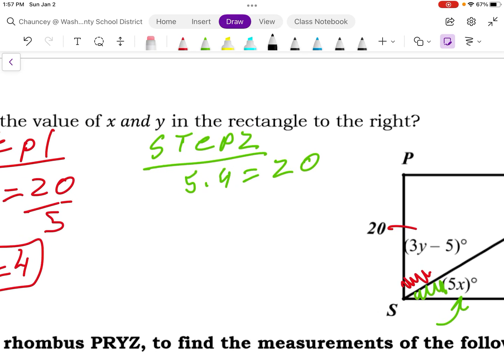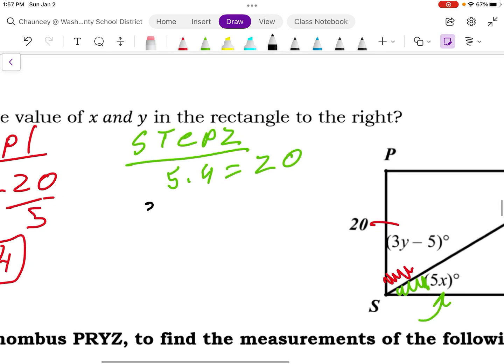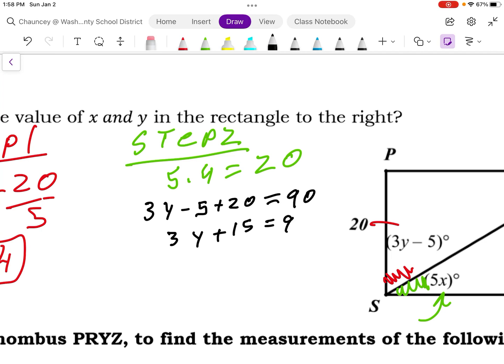Let's use a different color here. So if we said, all right, 3y minus 5 plus what? Plus the 20 has to equal 90. Now it just becomes combining like terms. And what we get is 3y plus 15 equals 90. Subtract the 15. You get 3y equals 75.